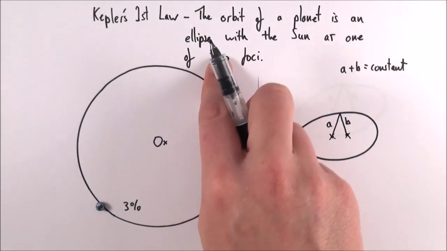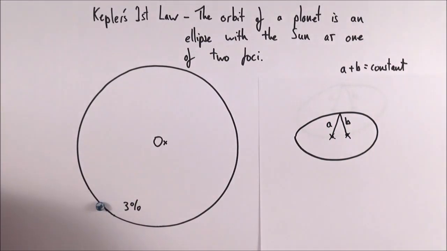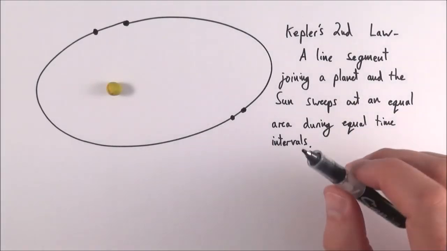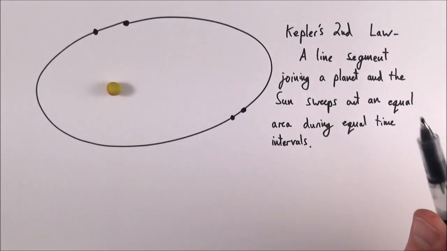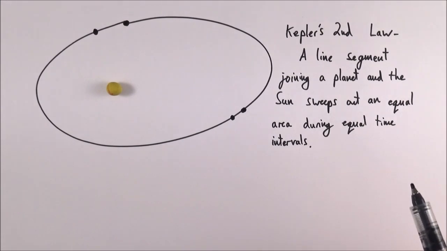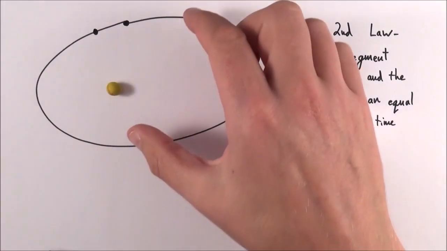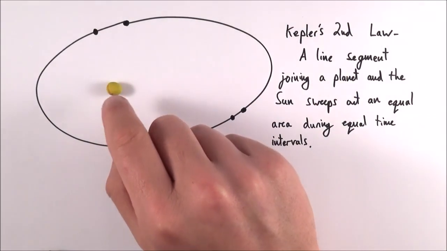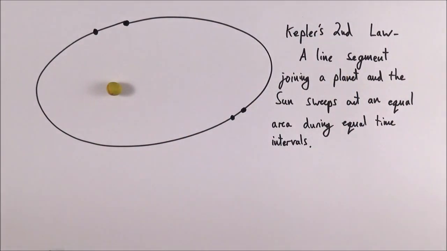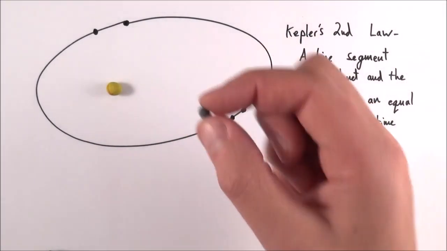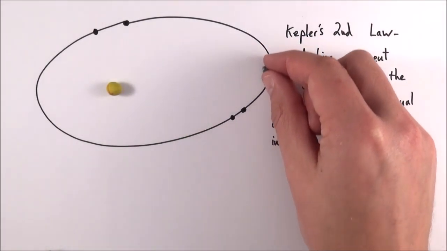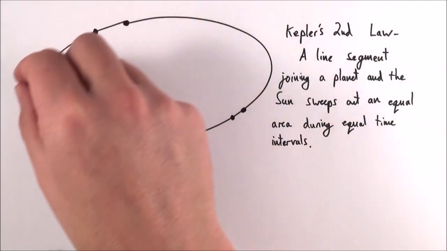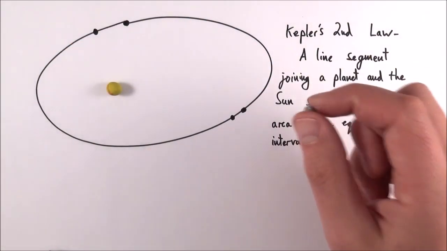But now on to his second and his third. Okay, Kepler's second law says that a line segment joining a planet and the sun sweeps out equal areas during equal time intervals. What I've got here is a massive ellipse with the sun as one focus, and what I'd like to consider is maybe not just a planet, but perhaps some kind of comet. It moves a long way away from the sun, and then it comes in quite quickly, moves around it and goes back out into deep space.